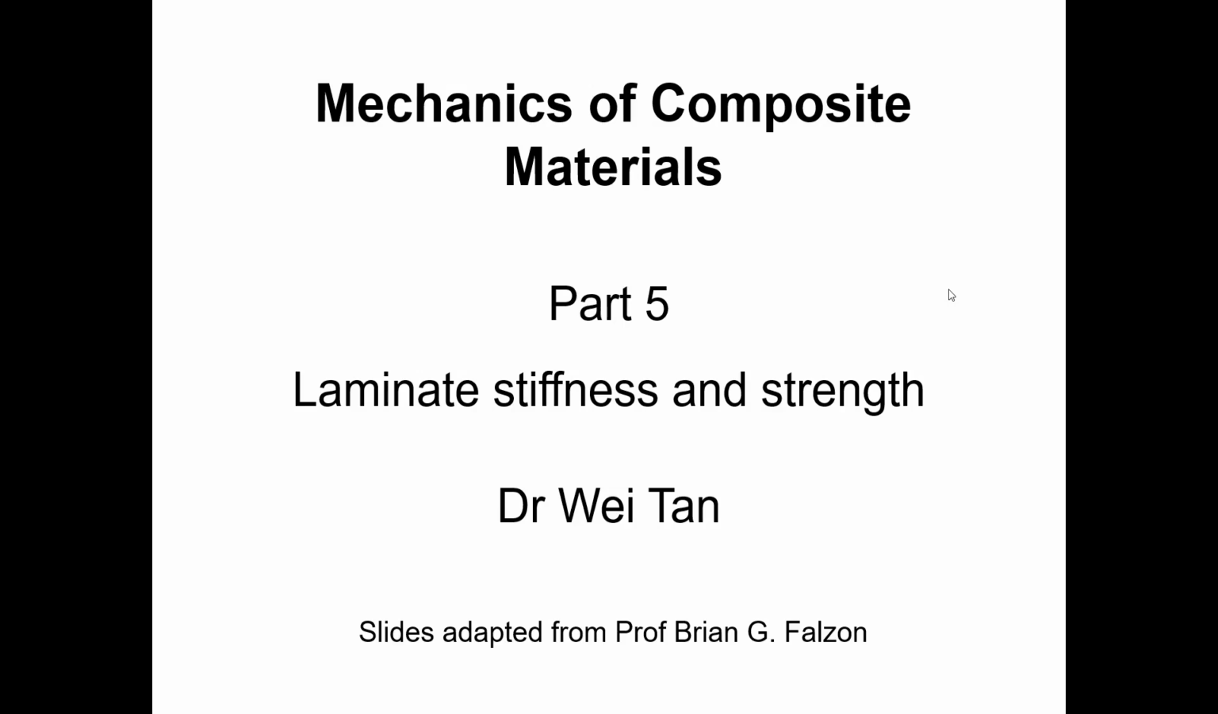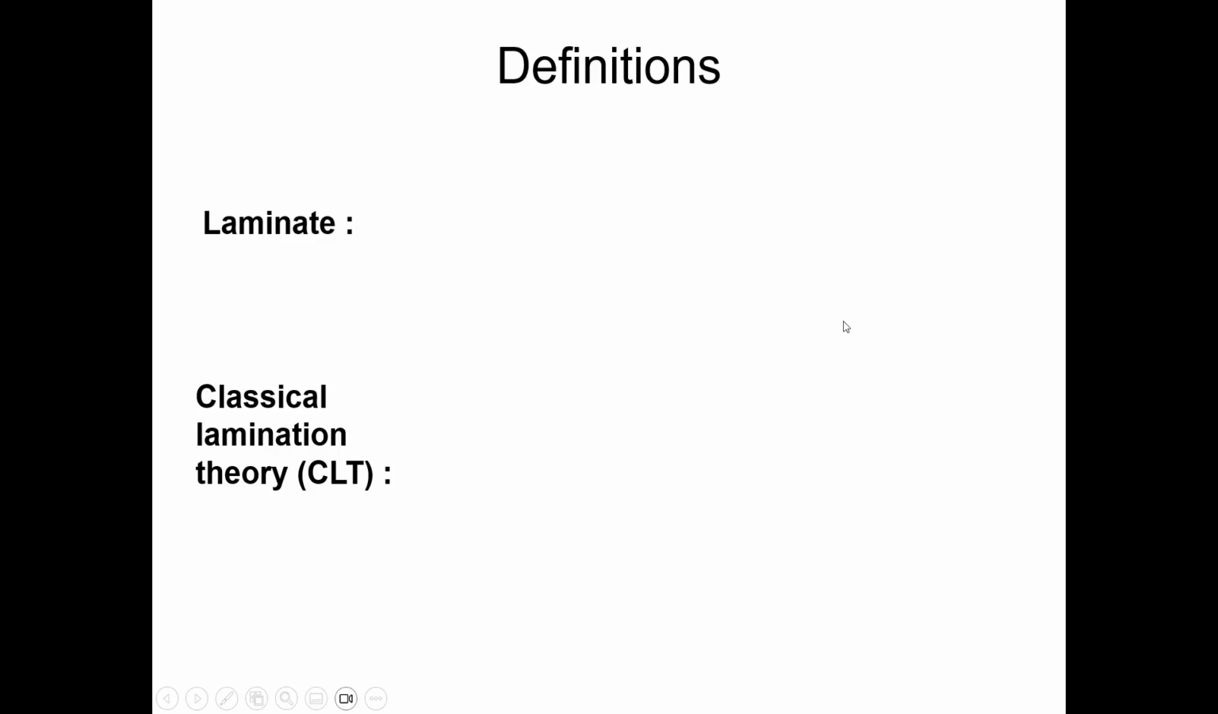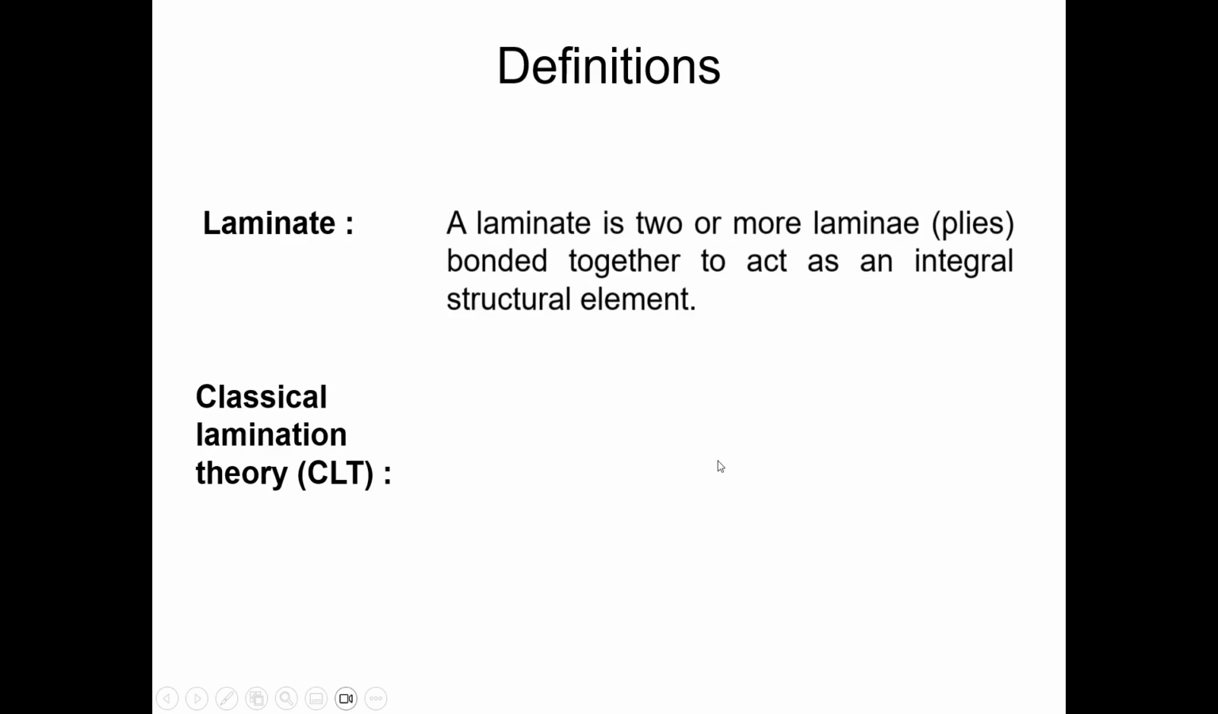Today we are going to introduce the concept of laminate stiffness and strength. This again is a very important concept in the mechanics of composite material. Let's firstly define what is laminate. A laminate is two or more lamina bonded together to act as integral structural elements.